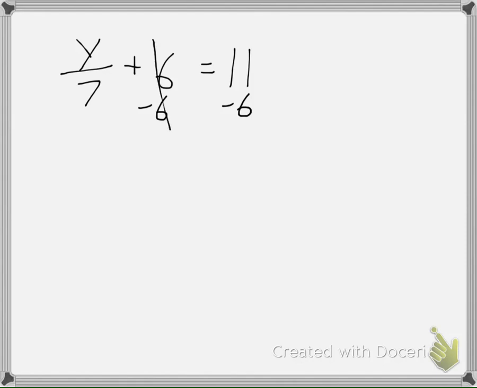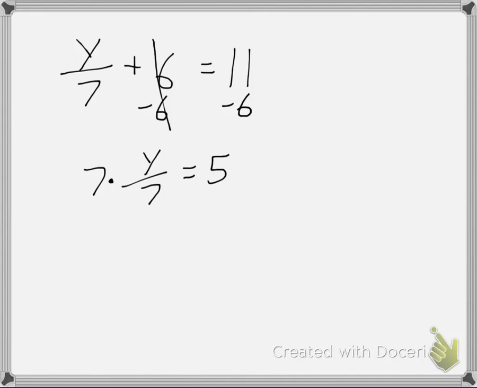Once I subtract 6, on the left-hand side I have y divided by 7, and on the right-hand side I have 5. I cannot multiply times 7 up here, even though that's our next step. That needs to be shown down here, because that's a second step. If I show it up here, then multiplication would get done before subtraction. We have to do things in proper order.